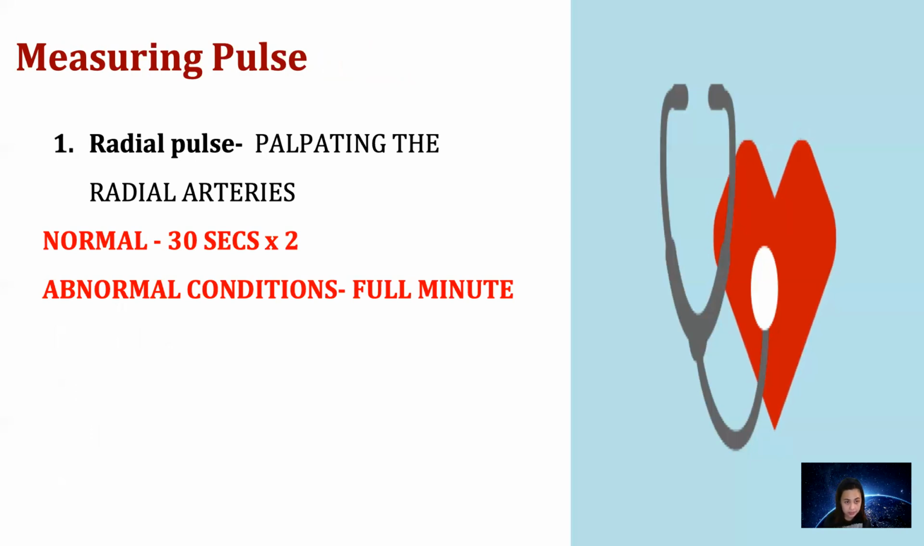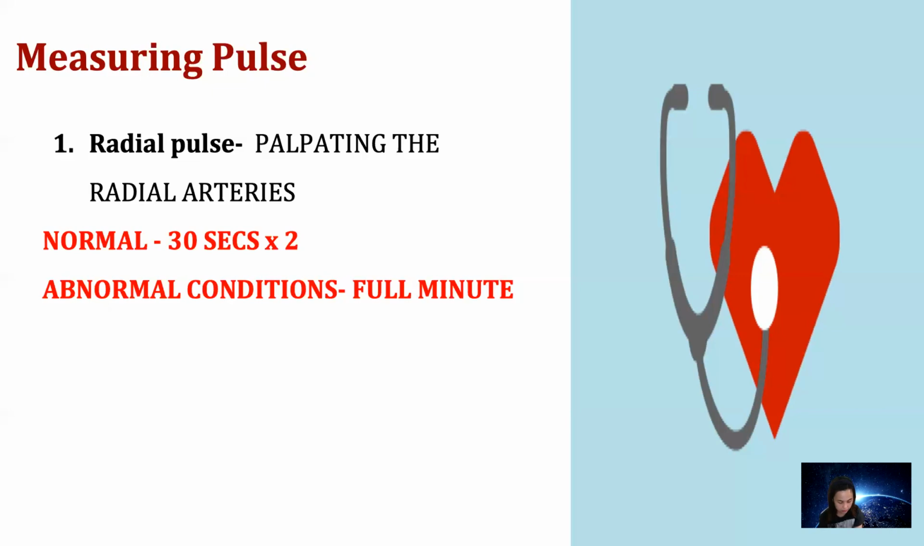So radial pulse is palpating the radial arteries. How will you know that you're palpating the right arteries or radial arteries? Minsan nagkakabaliktad. Ang landmark nyo is yung thumb nyo. So yung thumb nyo, slide nyo siya pababa and then this is your radial pulse. You always use 2 to 3 fingers, but 3 fingers is better than 2 kasi mas malaki yung sakop niya. So mas may mararamdaman kayo.